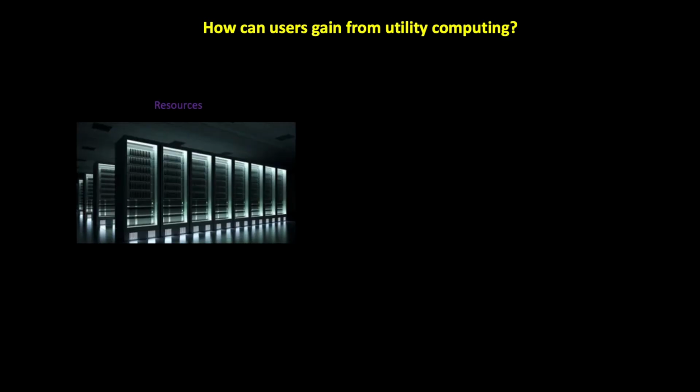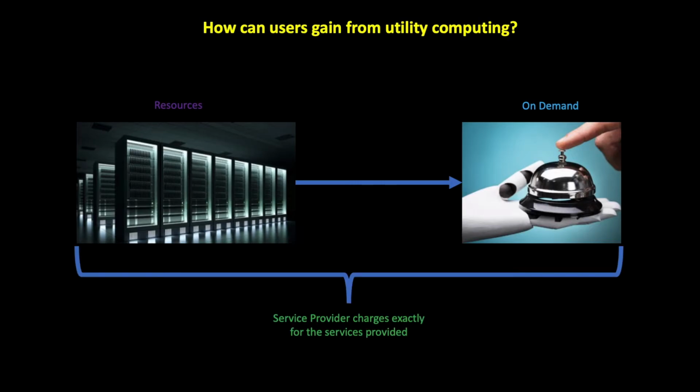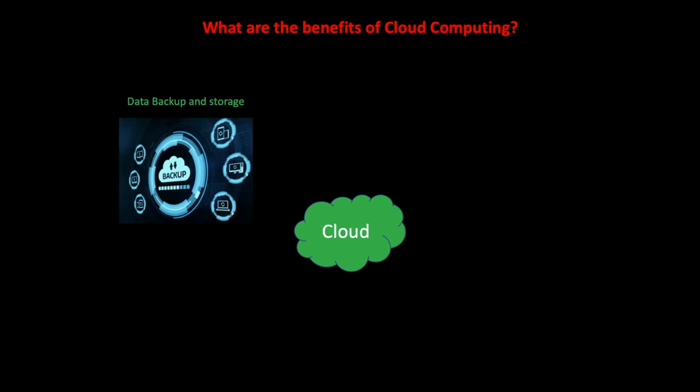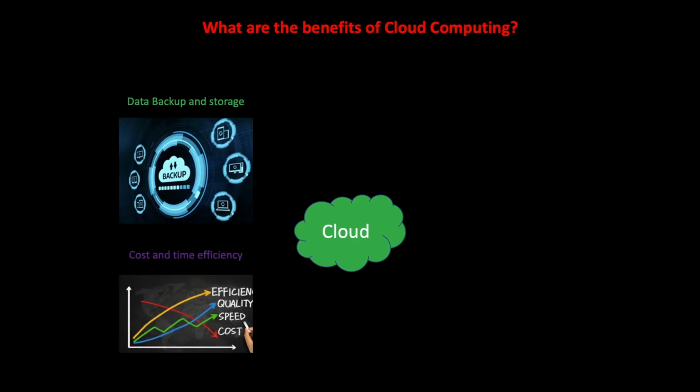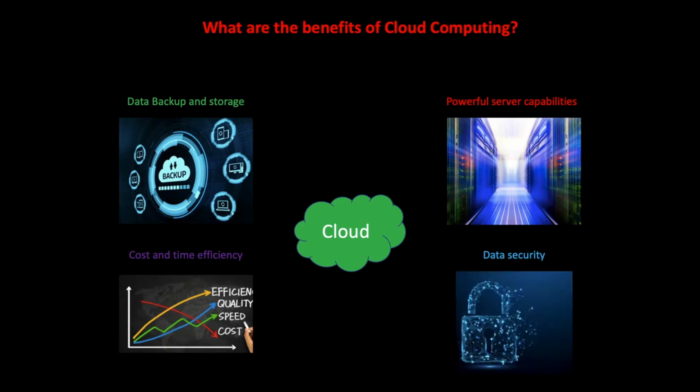How can users gain from utility computing? With utility computing, the computing resources are provided on demand, and the service provider charges only for the services actually used, instead of applying a fixed rate, meaning that if we consume fewer resources like servers and storage, we pay less. What are the benefits of cloud computing? The main benefits of cloud computing are data backup and storage of data, powerful server capabilities, clouds are very cost-effective and time-saving, and there is high data security.